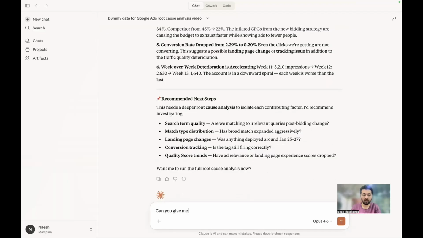Can you give me a detailed root cause analysis and actionable recommendations to improve my performance again?